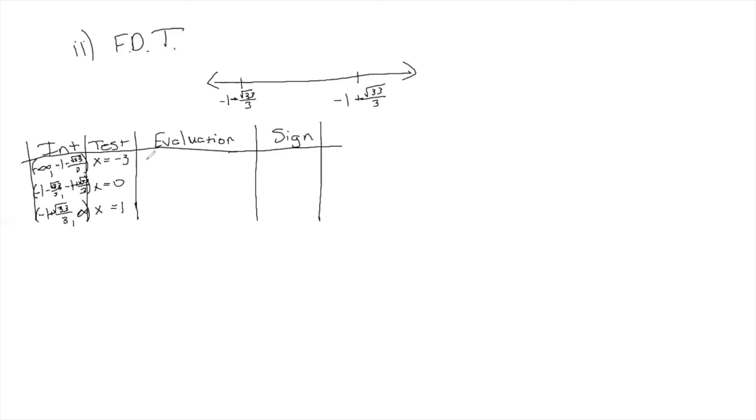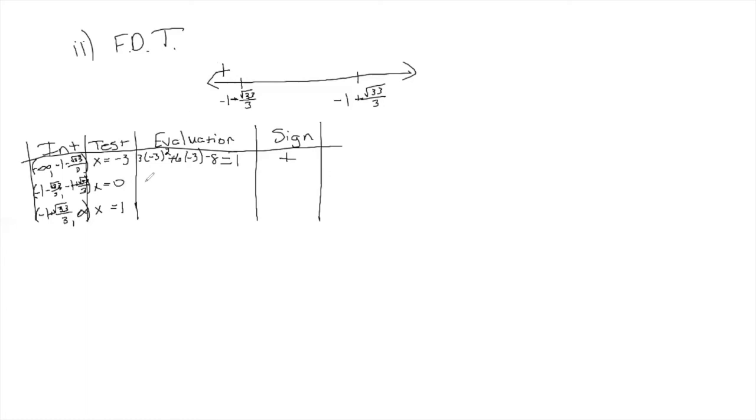Okay, so now I want to evaluate f prime, right? I want to evaluate the derivative at these points. So I have 3 times -3 squared plus 6 times -3 minus 8. And here I get 1. So that's a positive. So I'll put a positive on that interval. That means that on this interval, the function is increasing.